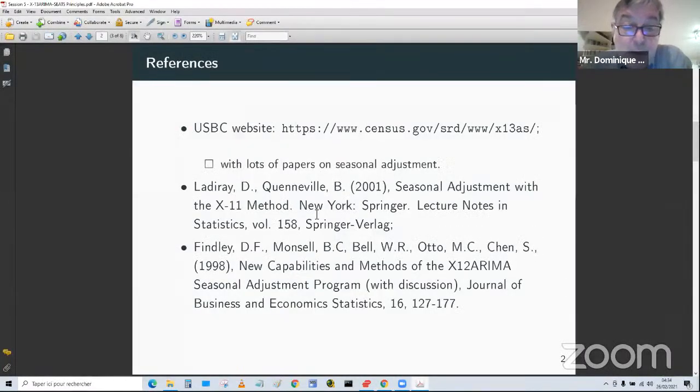The book is the one I wrote with Benoit Quenneville from Statistics Canada almost 20 years ago. My God, time flies. I can't believe it. It's always a difficult slide for me. You know, I'm getting old. But you have this book, and there's everything you can imagine about X11. And after, you have this paper from David Findley, Brian Monsell, Bill Bell, Mark Otto, and Chen about X12 ARIMA, a very good paper you can find on the US Bureau of Census website.